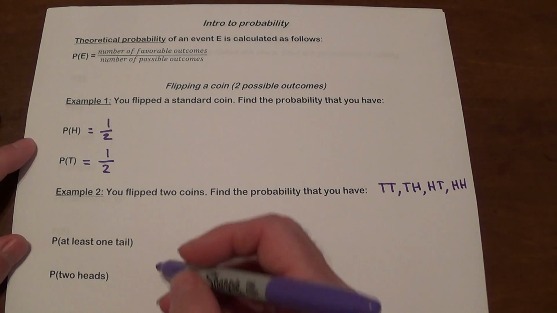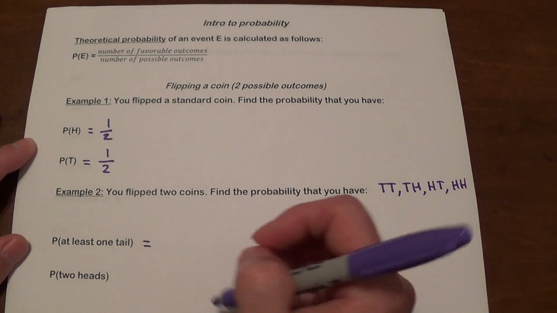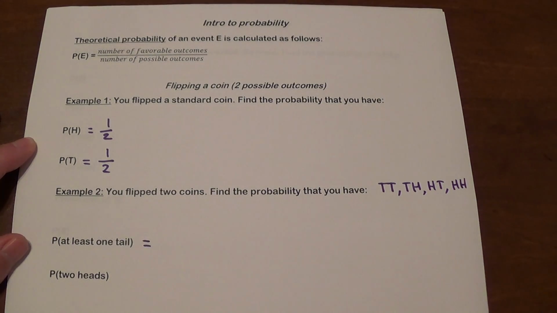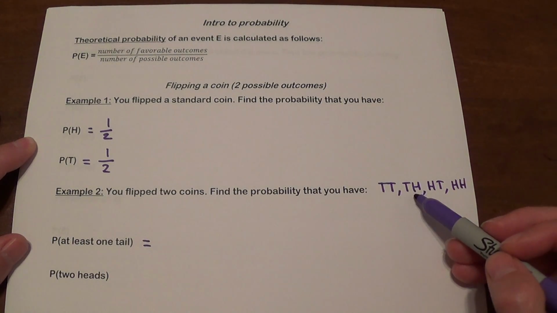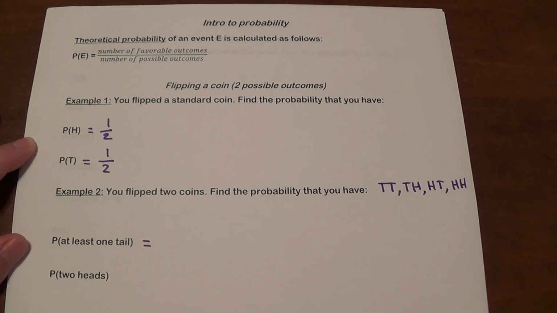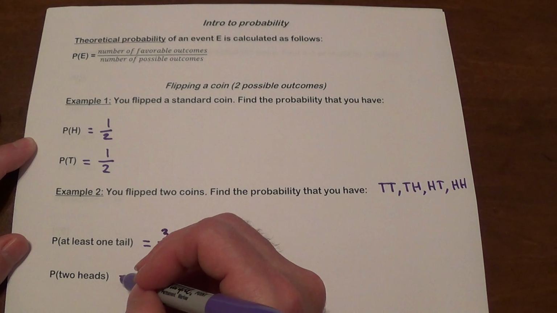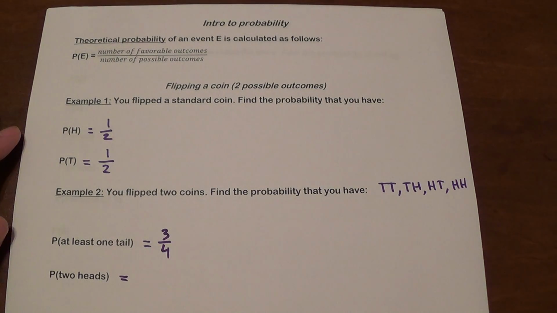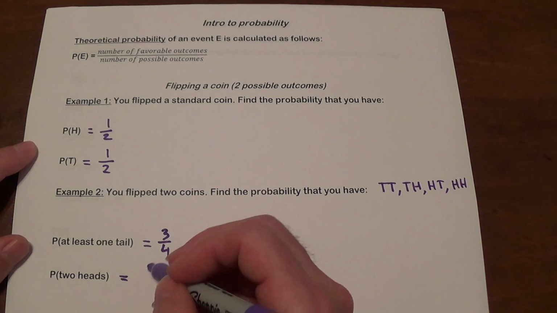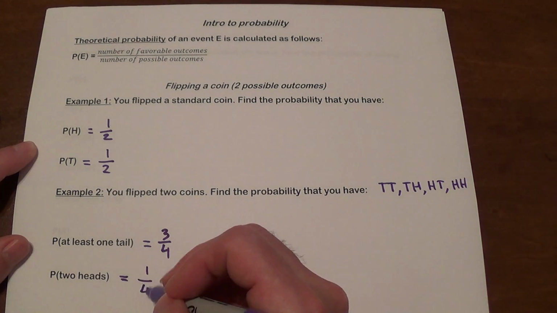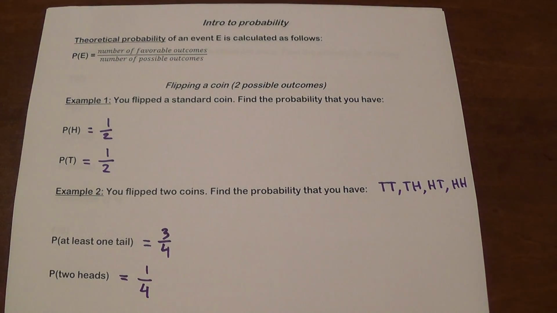So we try to see the probability that we're going to get at least one tail. Let's see, this has at least one tail, this one has not that one. That would be 3 divided by 4 total possibilities. What's the probability we're going to flip two coins and get heads on both? There's one way that can happen, divided by 4 total possibilities, so it is 1/4.